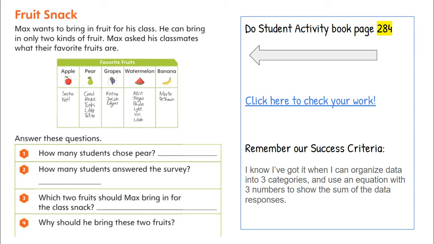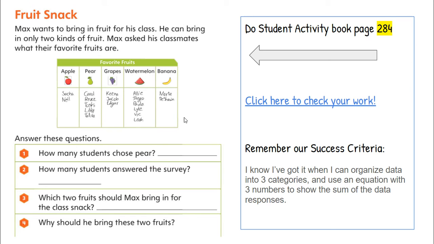For today, you are going to do student activity page 284. This page is about fruit snacks. I know you all love fruit snacks. Max wants to bring in fruit for his class. He can bring in only two kinds of fruit. Max asked his classmates what their favorite fruits are. So here's the picture of his data.